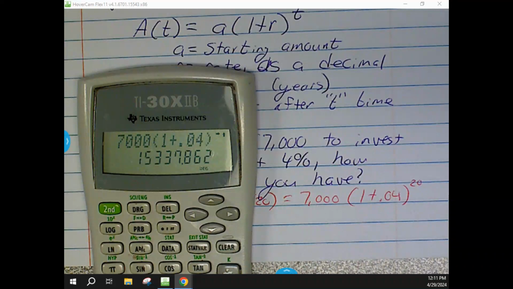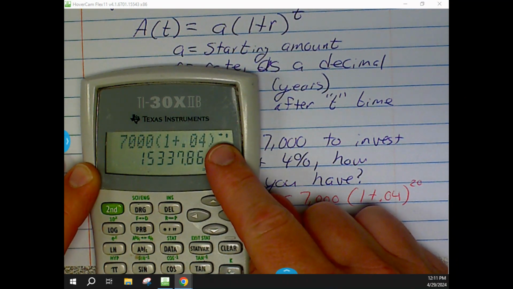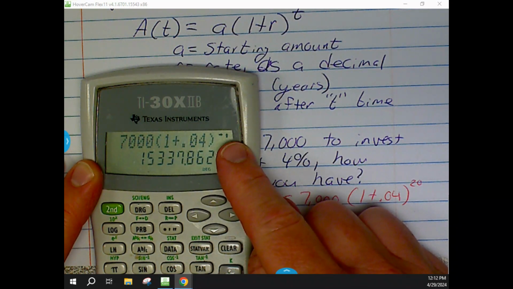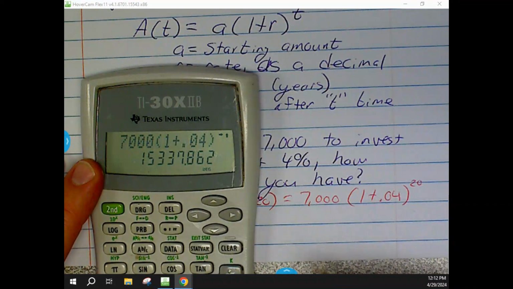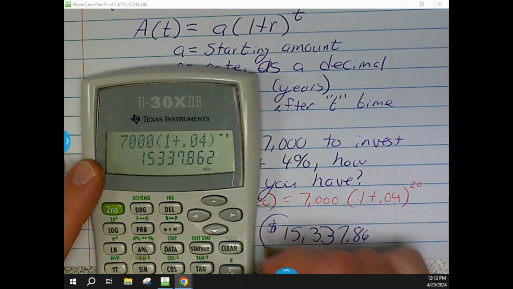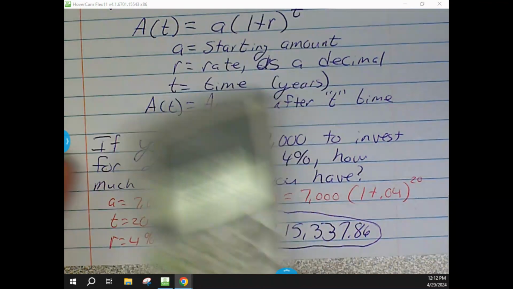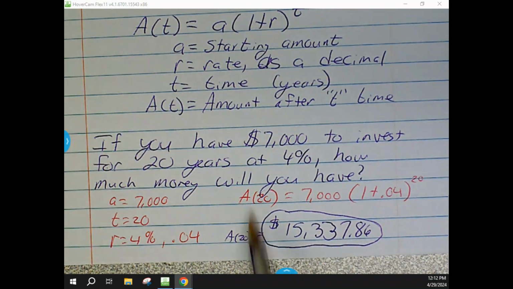There you go. 15,337. Now, the only thing with this one, it is money, so you're going to go 2 decimal places. You got 0.86. It's either going to stay 86 or bump it up to 87. The next number is 2, so it will not bump it up. It'll just stay at 86. So 15,337 and then 86. Again, that's the amount after 20 years. So that technically is A of 20 equals that.